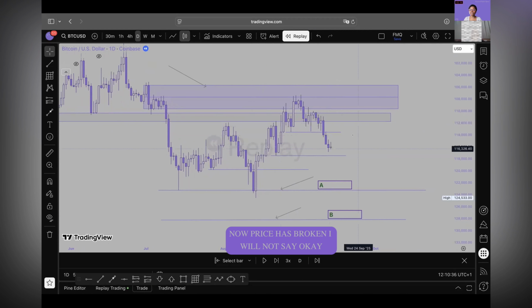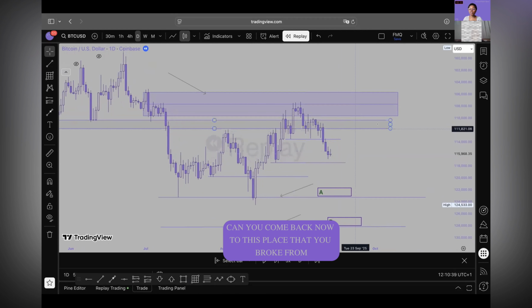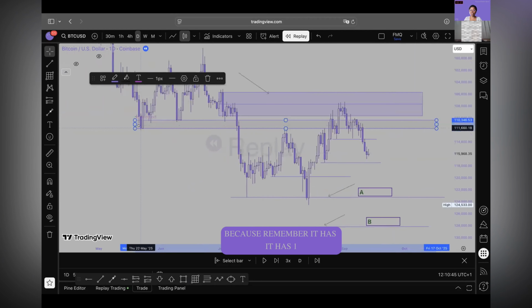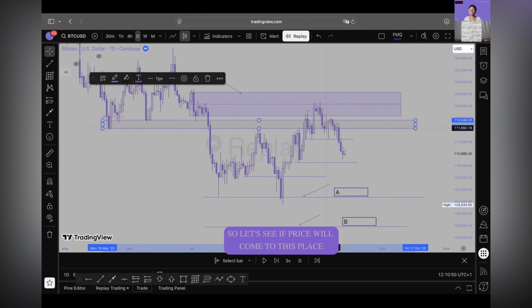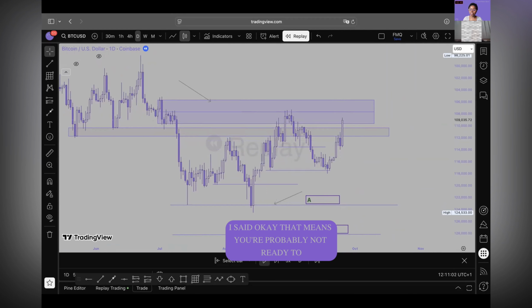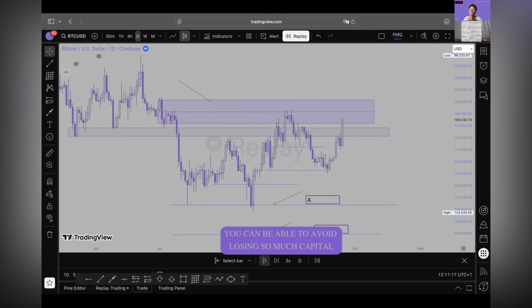Now, price has broken. I'll say, okay, perfect. Now, price, can you come back to this place that you broke from, which is also a valid zone? Because remember, it has one, two, three, four, and even tried to touch here, but it didn't. Five here. So let's see if price will come to this place to give me an opportunity. Now, price came, and the price went bullish. I said, okay, that means you're probably not ready to sell. If you're very strict with your rules and say that you need to see a series of lower highs and lower lows after the structure break to be confident that you're ready to sell, you can avoid losing so much capital.